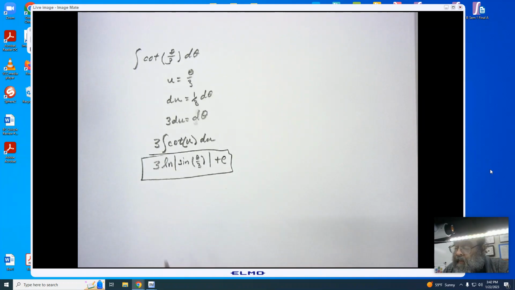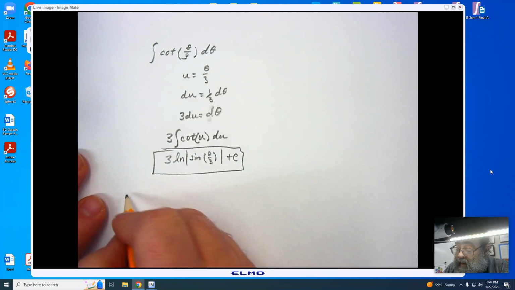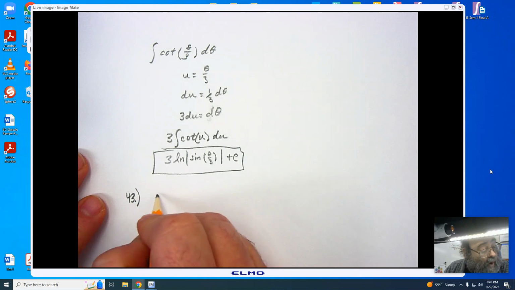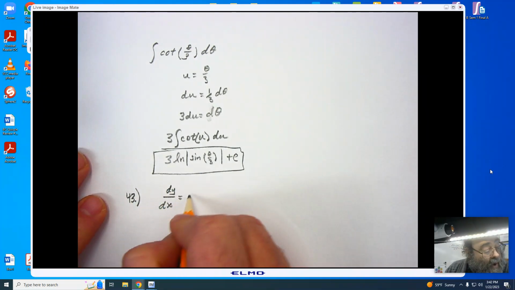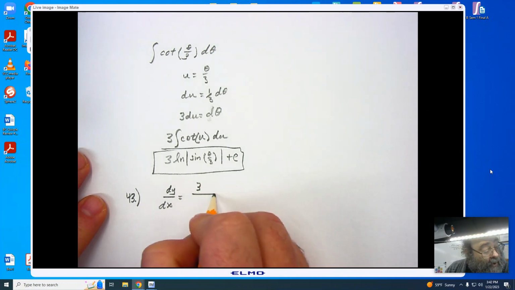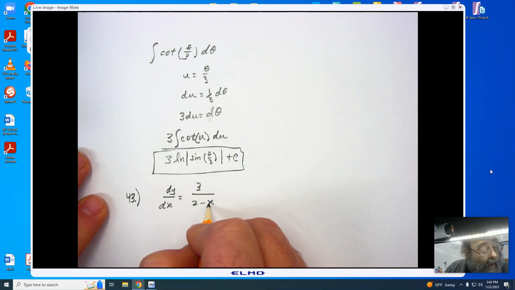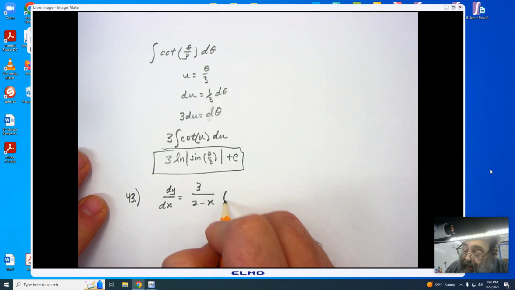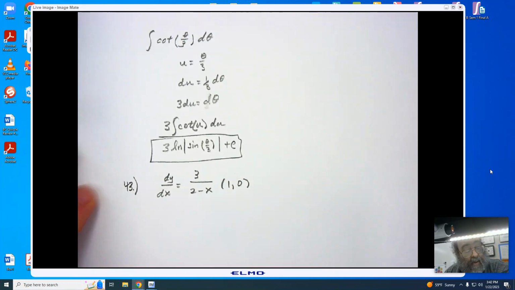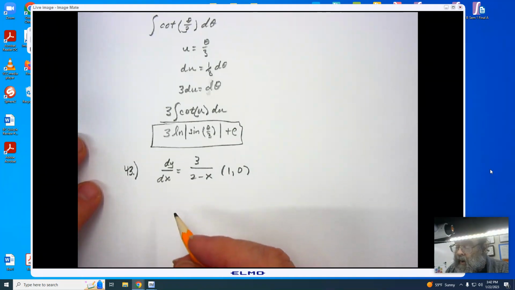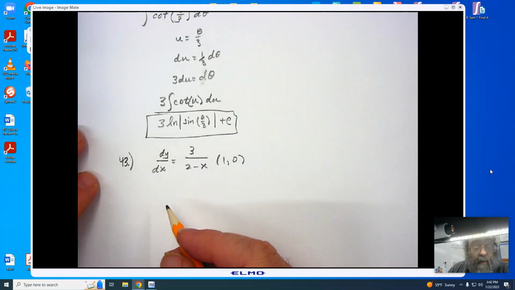Let's move up to number 43, please. Number 43 is where we're looking at dy dx, and we're now solving our differential equations. We're looking for a particular solution. They've given us a point. This is where we see our slope fields, and the slope fields are happening in numbers 49 and 50. Alrighty, and we'll be taking a look at those probably in another video.